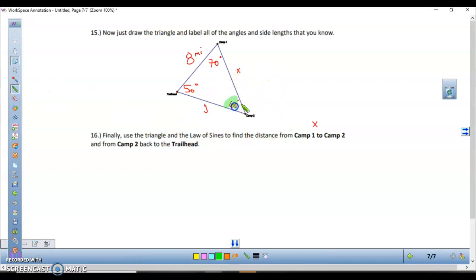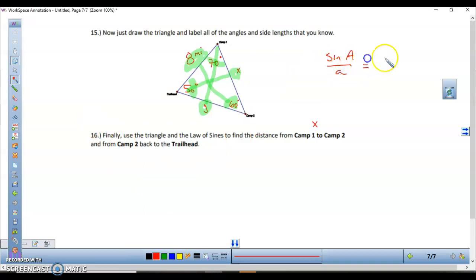I know that this is 60 degrees, and the side across from it is 8. I know that this is 70 degrees, and the side across from it, I don't know, is y. I know that this is 50 degrees, and the side across from it, I don't know, is x. So remember, the way the law of sines works is the sine of some angle over the opposite side is equal to the sine of some other angle over its opposite side. So I'm going to say that the sine of 60 degrees over 8 has to equal the sine of 50 degrees over x.